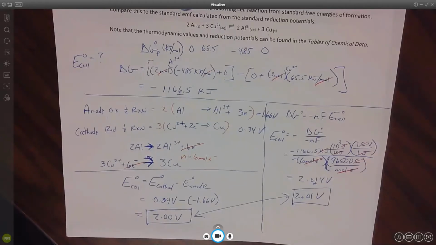Okay. So would this represent a galvanic cell or an electrolytic cell?